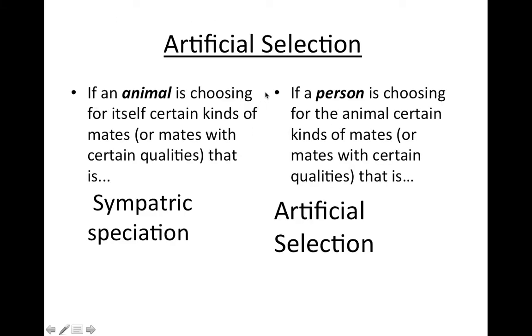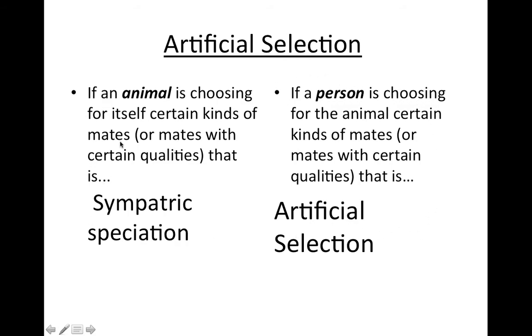All right, so it is pretty easy to get sympatric speciation confused with artificial selection. Here's how you tell the difference between artificial selection and sympatric speciation. In sympatric speciation, the animal is choosing what it wants to do. In artificial selection, the person is choosing for the animal.